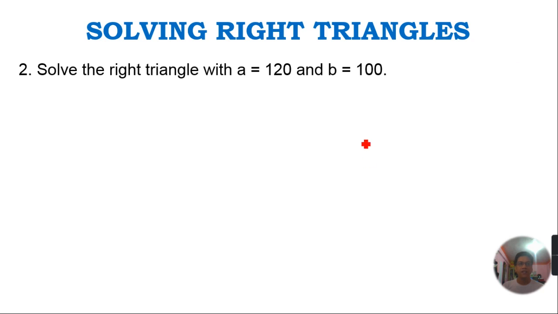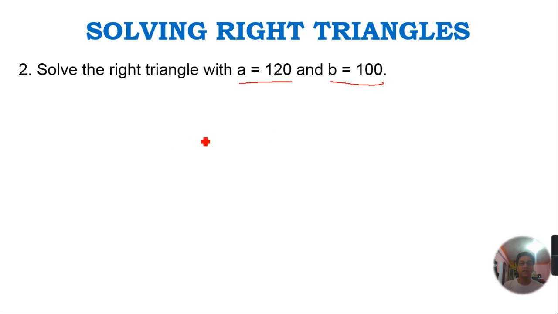Okay, so in this case, we have a right triangle. So solve the right triangle with A is equal to 120 and B is equal to 100. Now, take note that from the previous example, we are given only one angle and one side. But in the second example, we are going to solve the right triangles given two sides.